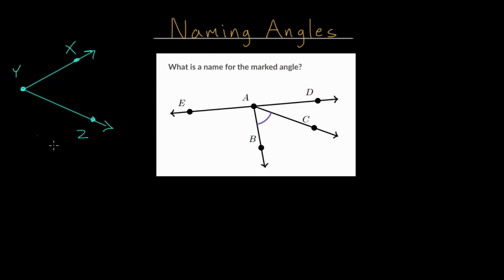Then the name of this angle, you can start with either X or Z, but the important thing is that the middle letter is always the vertex. So that would be Y in this case. So we can call this angle XYZ. Or, like I said, if we really want, we could switch the order. We can call this angle ZYX. These both mean the same thing.